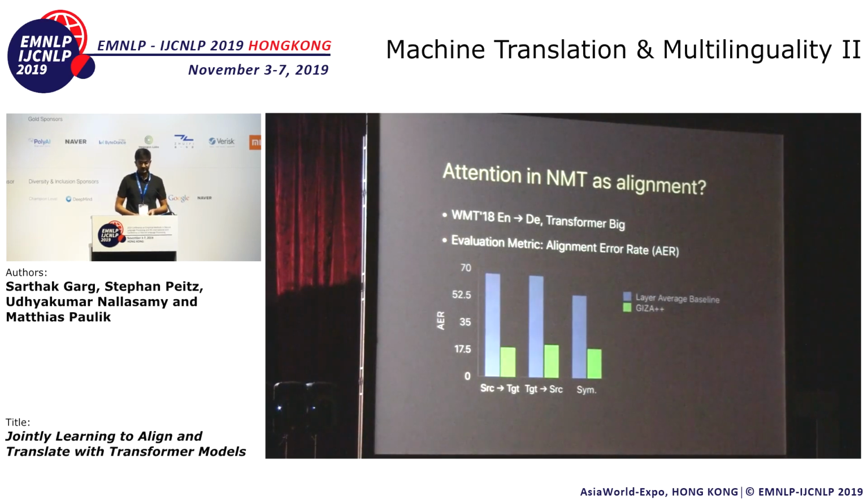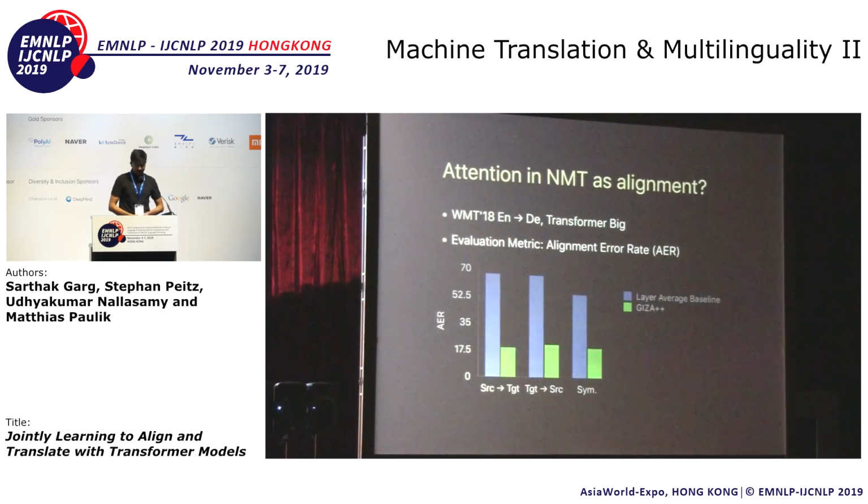So how does this naive method compare to the state-of-the-art statistical alignment models? Actually, it performs pretty badly. Here you can see that symmetrization reduces the alignment error rate a bit, but there's still a very large gap between the layer average baseline and the GIZA++ method.